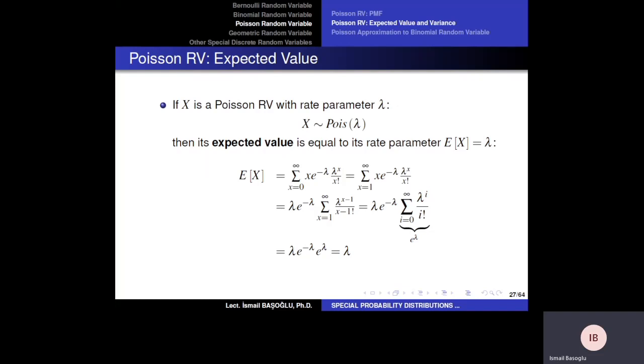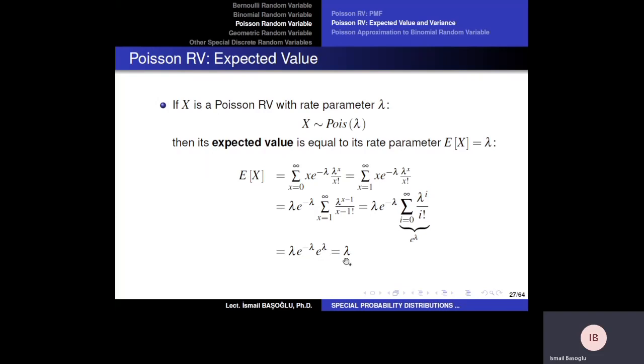So where do we understand it? Actually, we know the fact that the summation of the probability mass values should be equal to 1. Therefore, the summation of this term should be equal to e to the power lambda. And then e to the power minus lambda and e to the power lambda cancel out, and we get lambda simply. Now, you can easily see that the expected value of a Poisson random variable is equal to lambda.